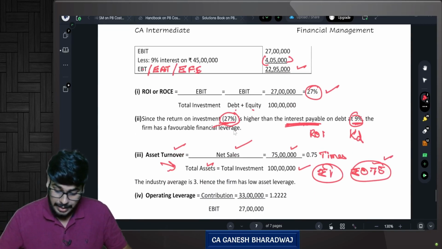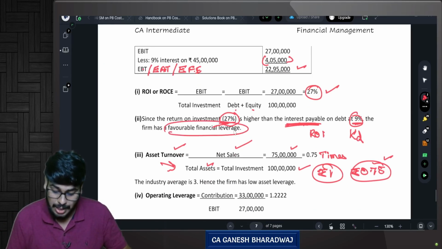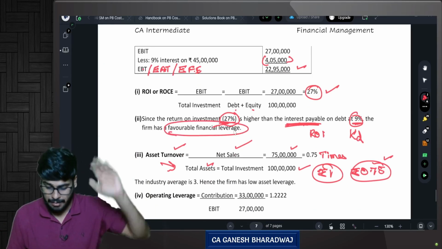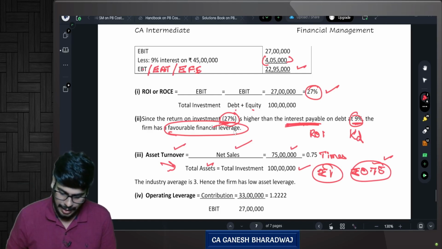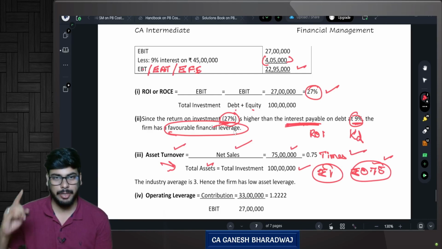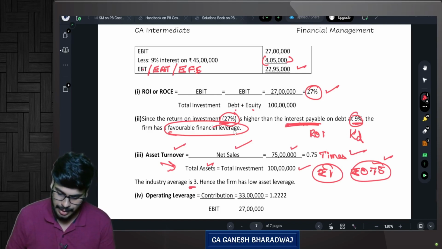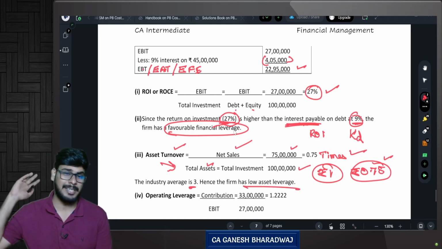Yes. So now, look at this. This is a favorable financial leverage. From a leverage perspective, it is favorable. From an efficiency perspective, there is still scope for improvement. This is the meaning of that, right? So asset turnover ratio is 0.75 times. The industry average is 3, hence the firm has a low asset turnover. Are you clear with this?